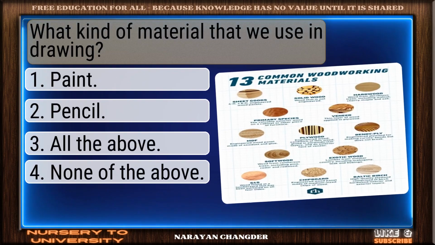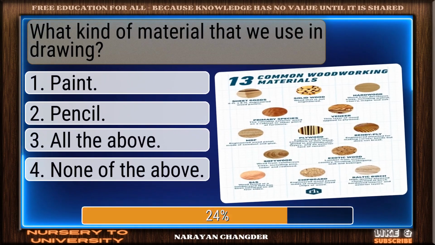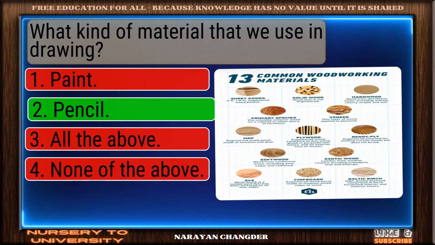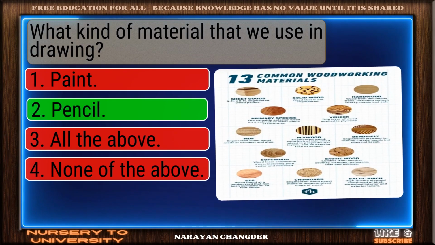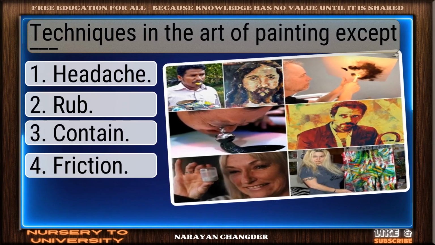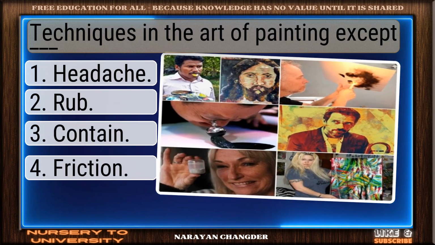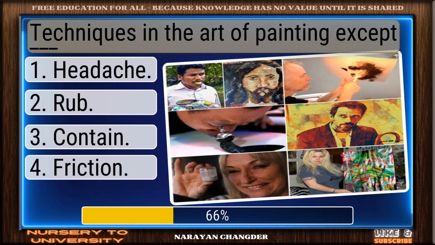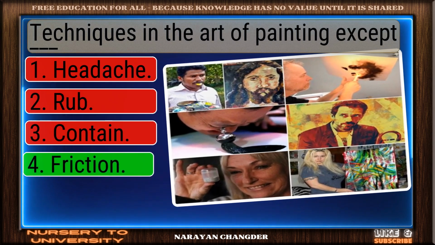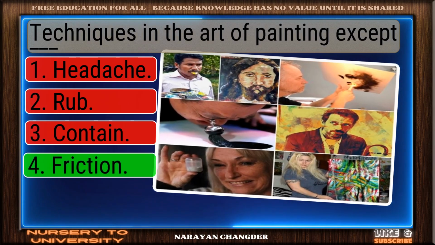What kind of material that we use in drawing? Valid point. Pencil is true. Techniques in the art of painting except dash. Right choice. Friction is the best answer.